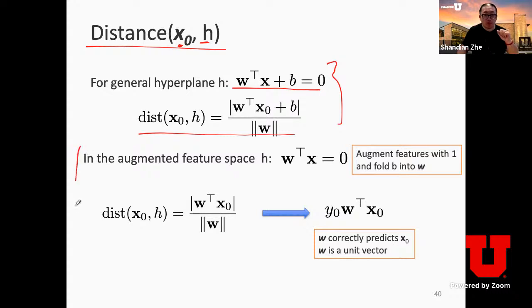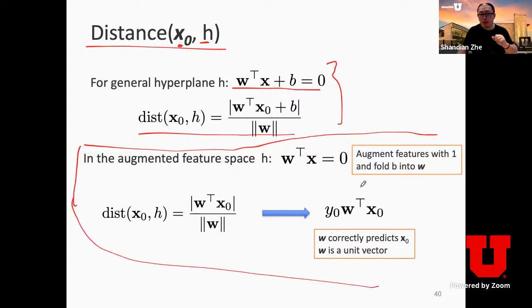But when we use this formula to analyze our case, we should be aware that, as we mentioned before, we use the augmented feature space. Namely, our weight vector includes an actual bias parameter B, and the input vector consists of a constant feature 1, right? So our general hyperplane is represented by W transpose x0, so B doesn't show up in this hyperplane representation.